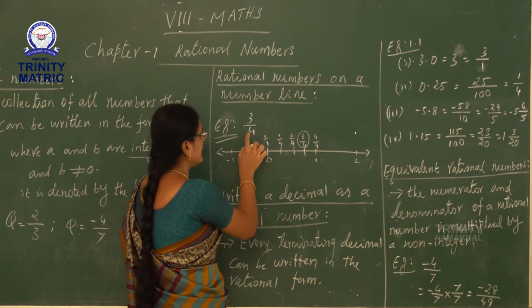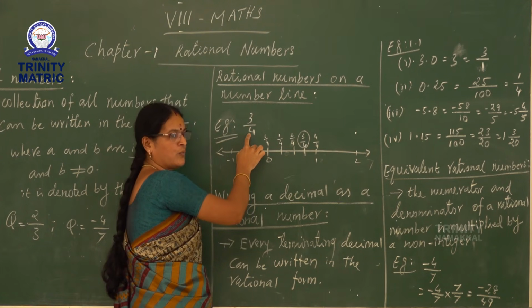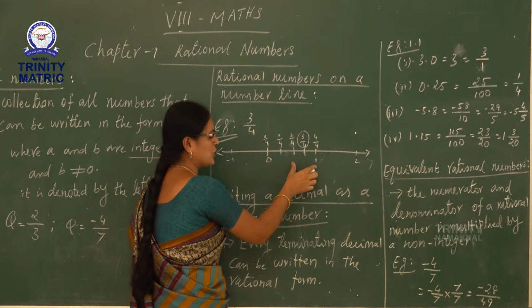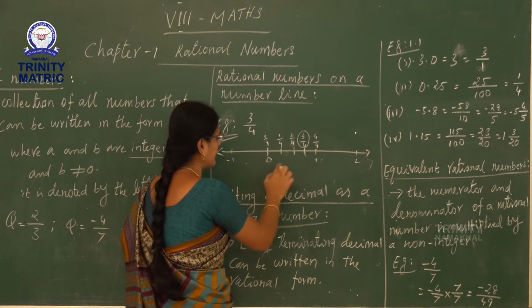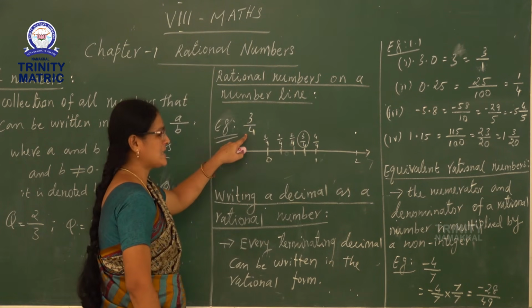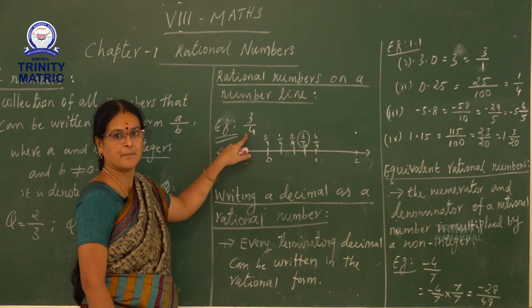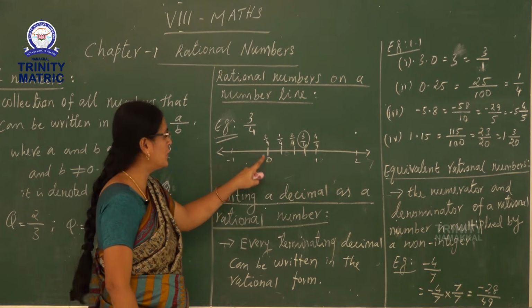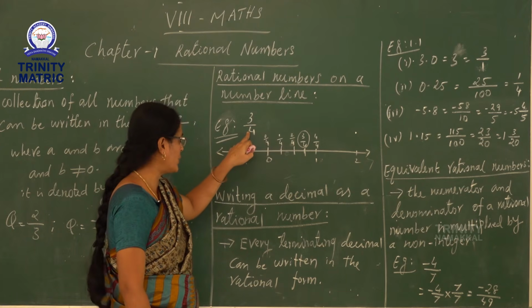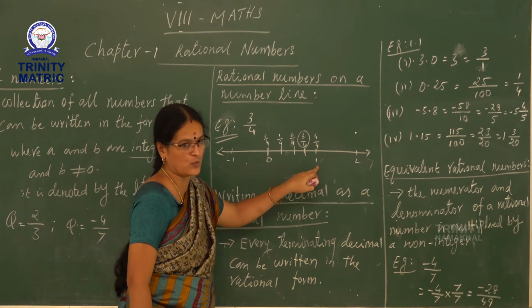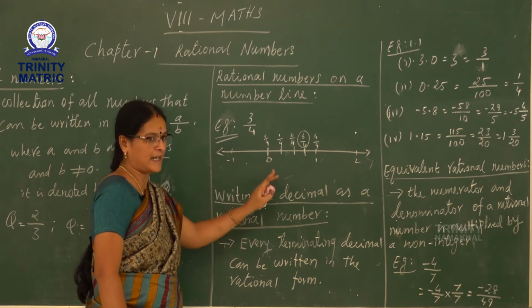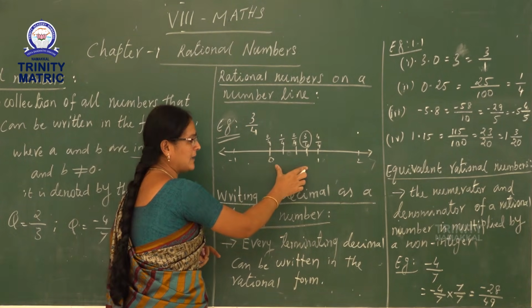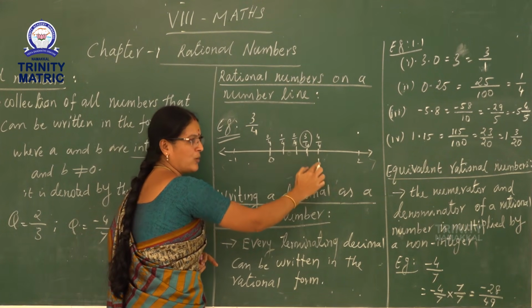Next, in the denominator, what is the number? 4. We can divide into 4 parts in between 0 to 1. Why do I take 0 to 1? 3 by 4 is a proper rational number. All the proper rational numbers are in between 0 and 1. Positive value means between 0 and 1. Negative value means between 0 and minus 1. This is the positive value. So, I will mark the positive side 0 and 1.